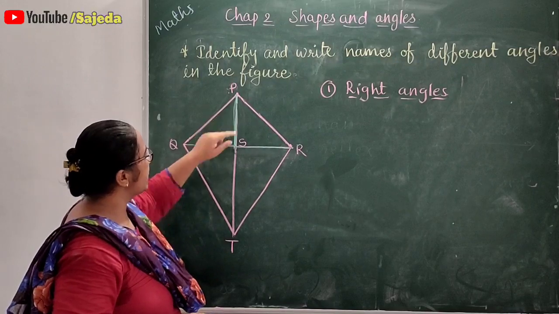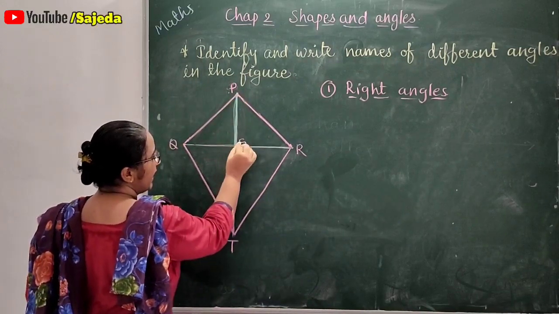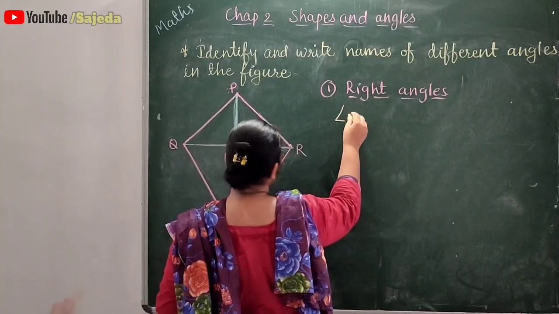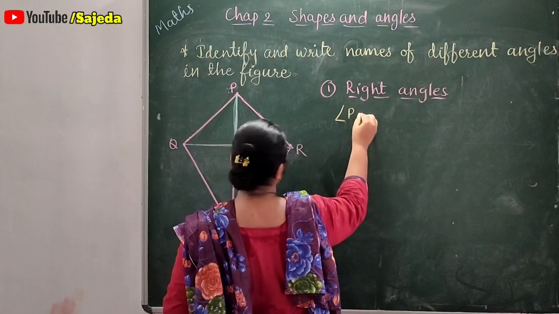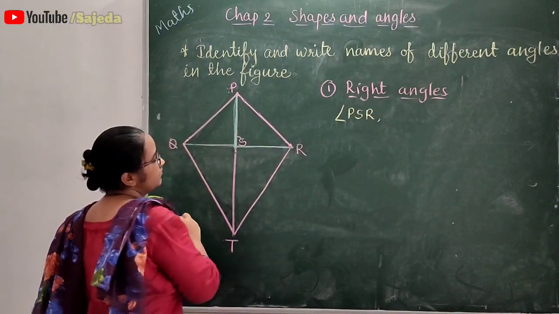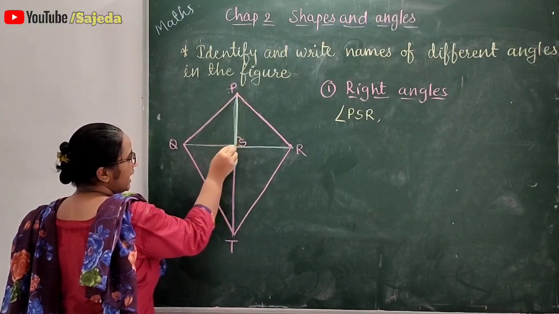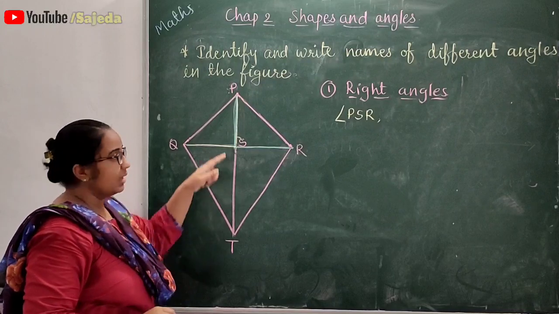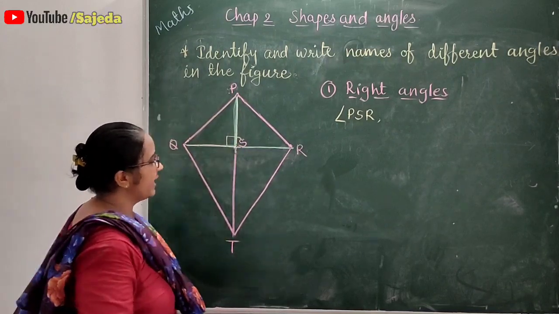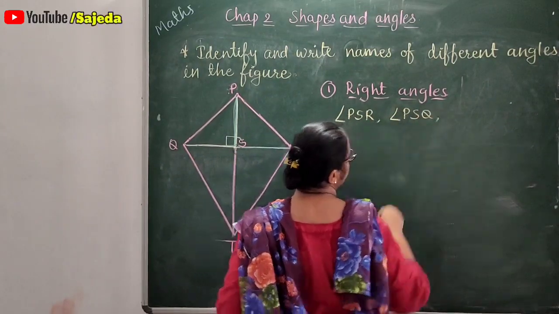So the first right angle we will write here, that is angle PSR. Always write the name with the symbol of an angle. PSR. This one is a right angle. Now another right angle is angle PSQ. This also forms a right angle, so we will write here angle PSQ.